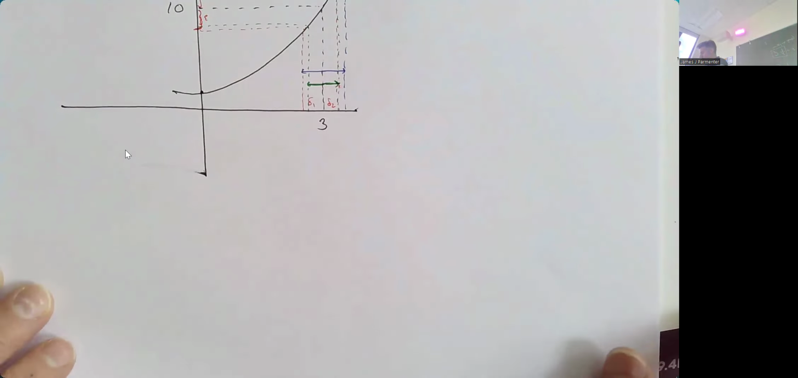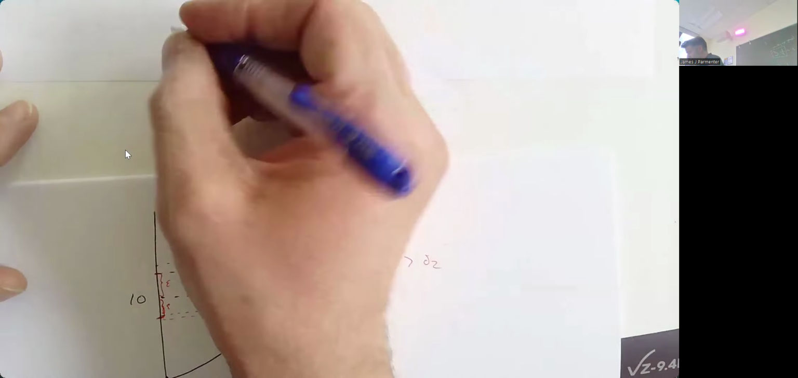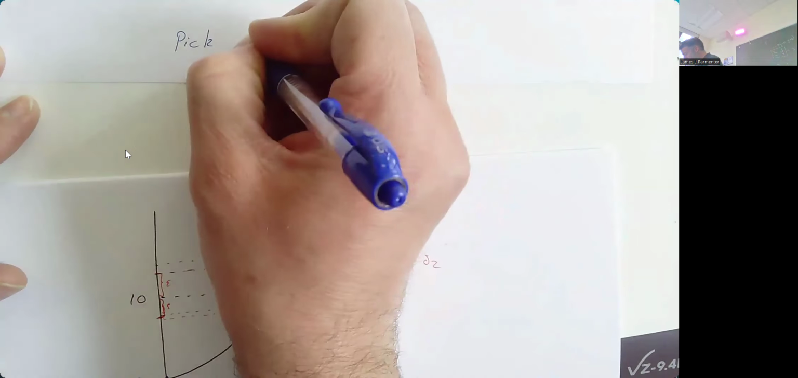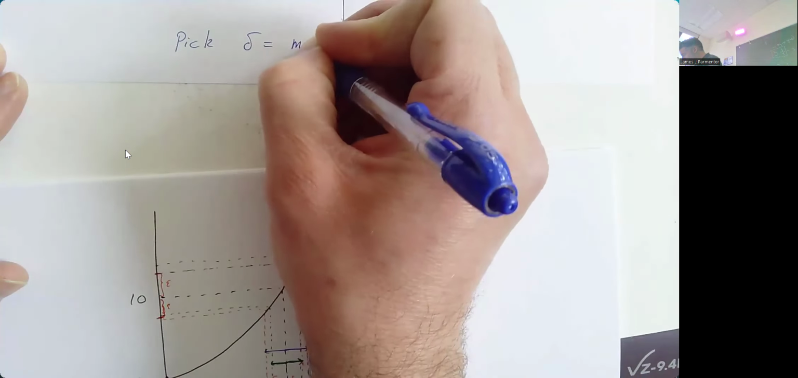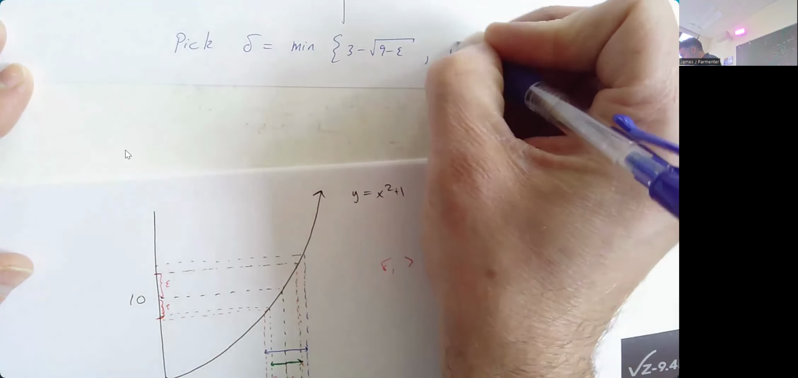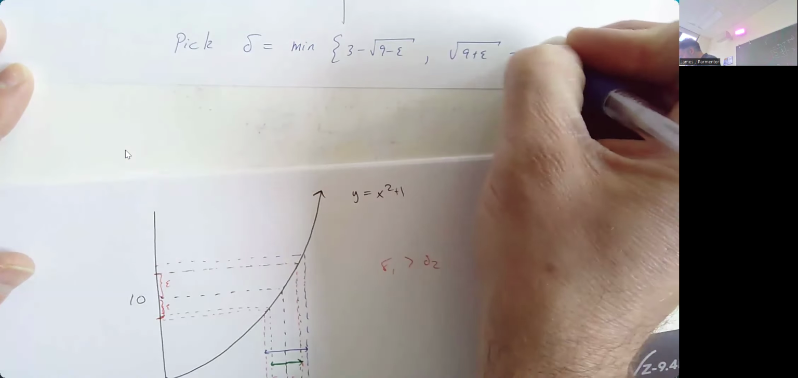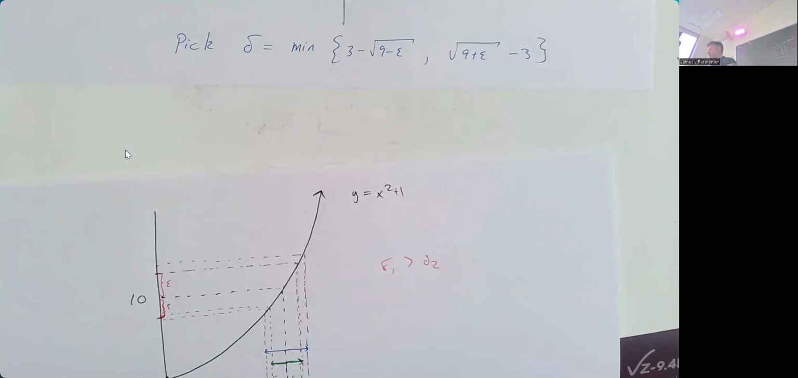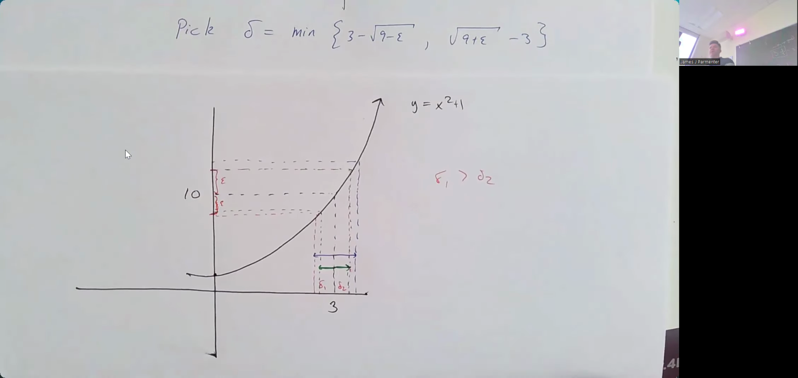Typically what we write is we're going to say something like pick delta equal to the minimum of these two delta values, of 3 minus the square root of 9 minus epsilon, comma, the square root of 9 plus epsilon minus 3. I will fully admit, to me, that feels a little bit lazy. I'm not gonna lie. We can find out which one is larger without too much effort.